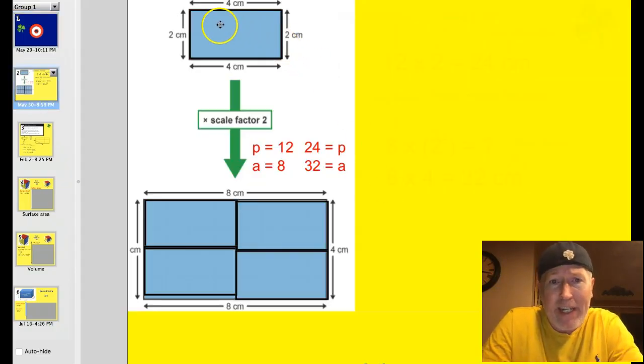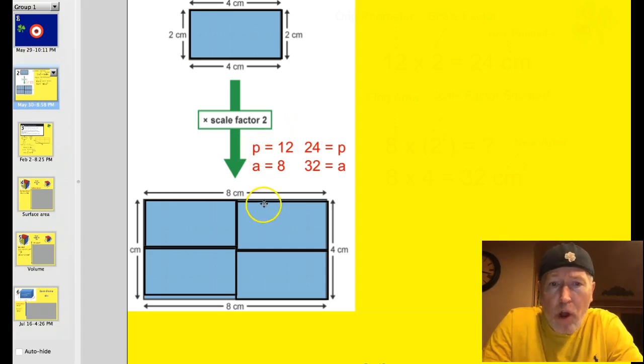We have this rectangle here. It has a perimeter of 12. You can see we've got 4 and 2 and 4 and 2. So we have a perimeter of 12. We are going to draw a new rectangle down below here, and we're going to use a scale factor of 2. How would we figure out what the perimeter would be?